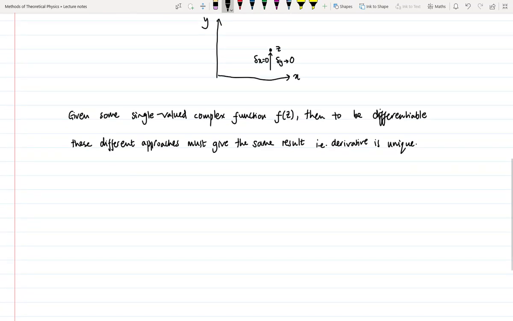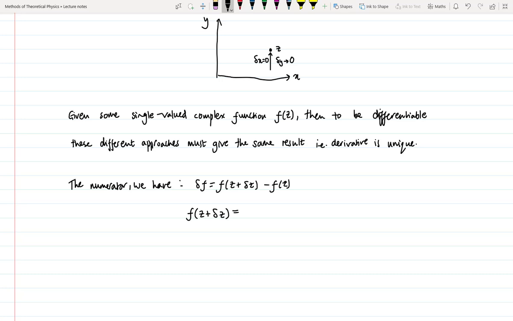Now let's look at what we need when calculating this limit. Looking at the numerator, we have delta f is f of z plus delta z minus f of z. F of z plus delta z, well, we know that we can separate this increment delta z into real and imaginary parts.